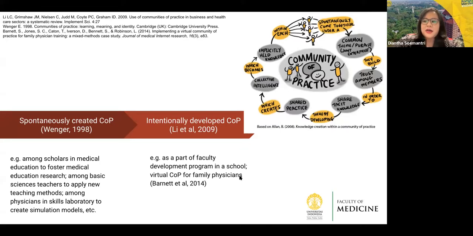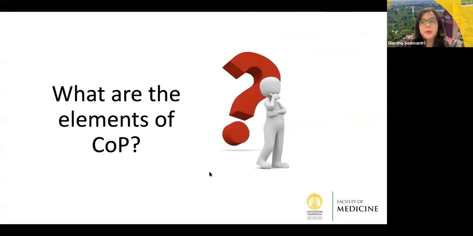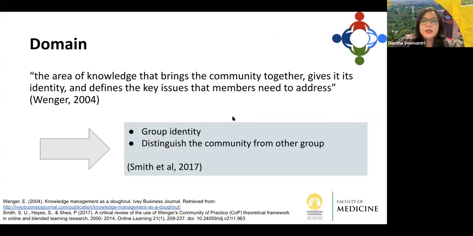So let's move on to the elements of COP. What are the elements of COP? First is domain. When we want to identify what is a COP and what is not a COP, we can look at the elements of COP, whether that group has these particular elements. First is the domain. The domain is the area of knowledge that brings the community together, gives it its identity, and defines the key issue that members need to address.